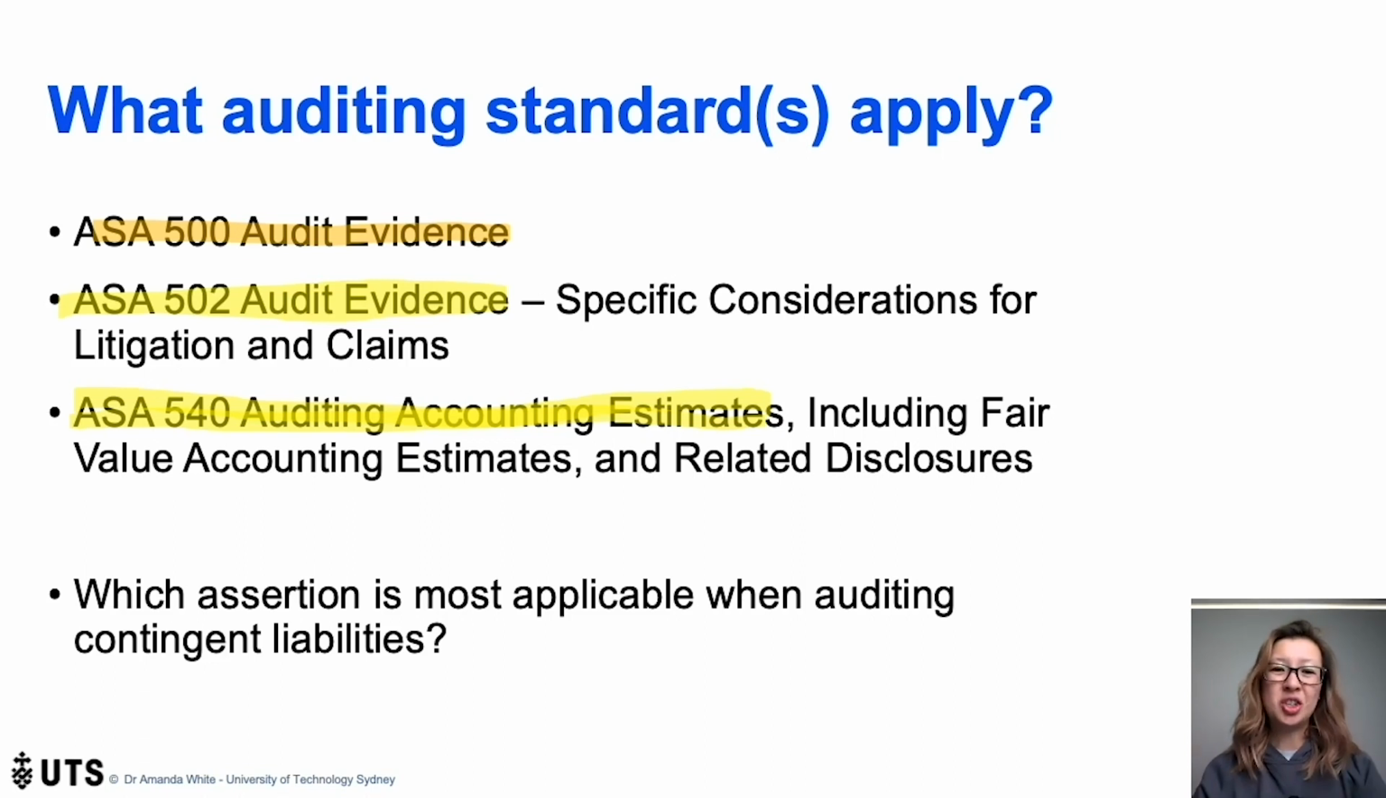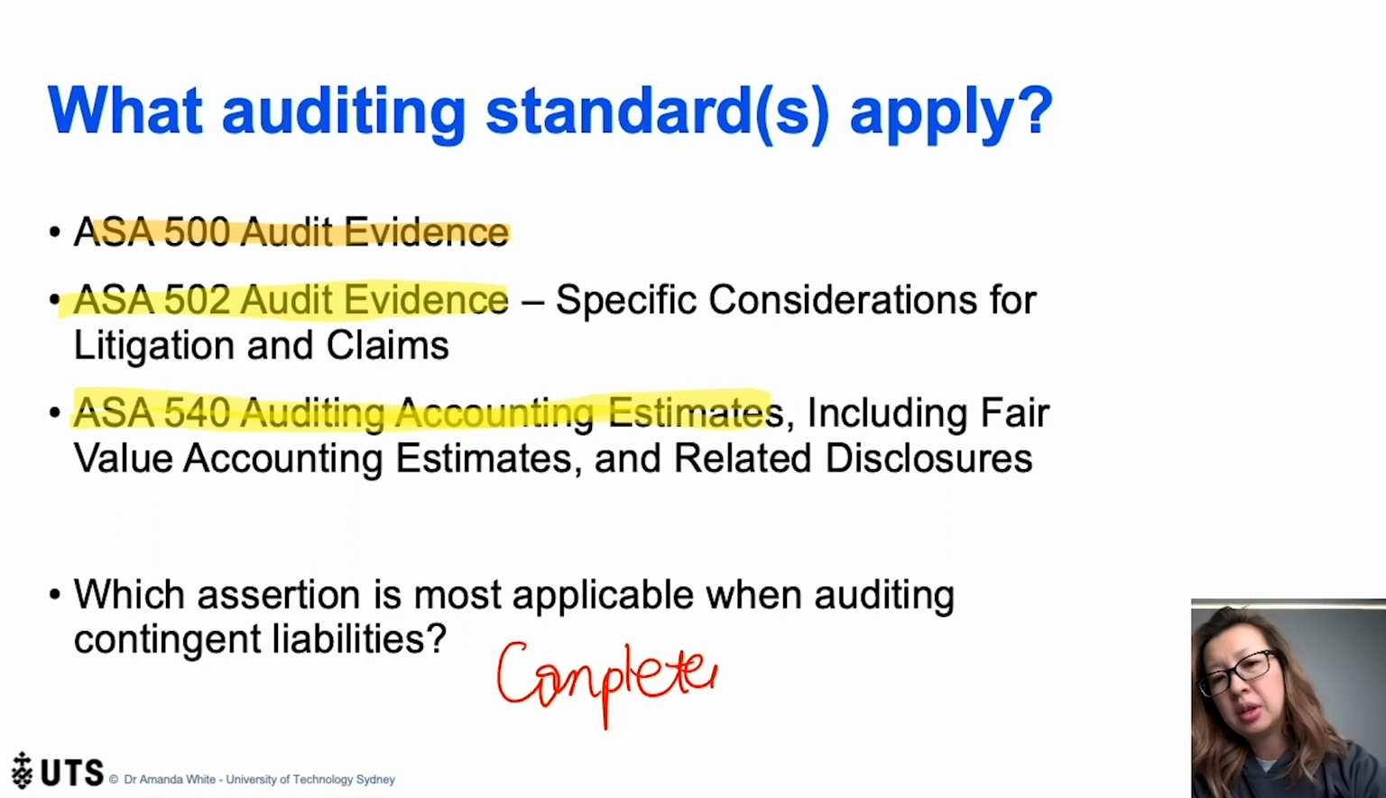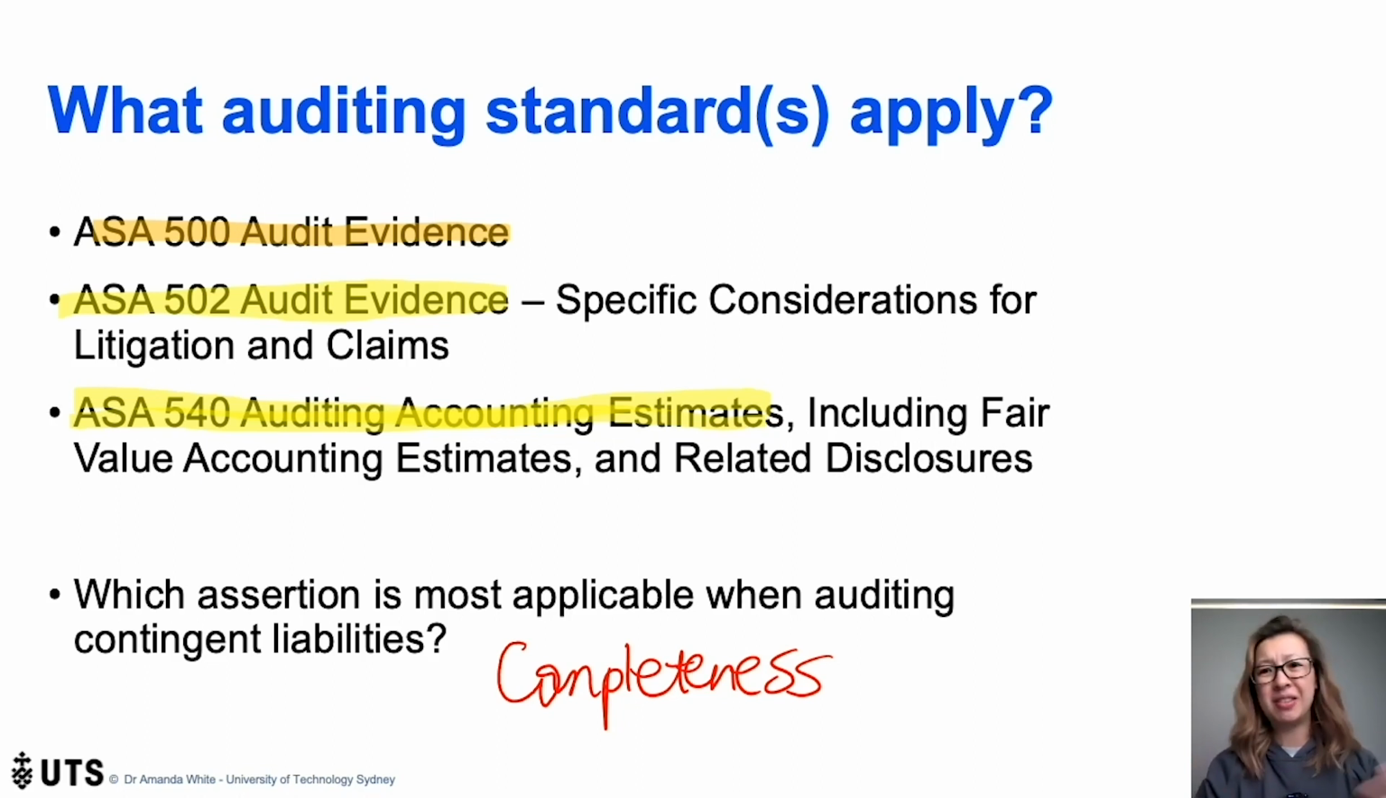So which assertion is most applicable when auditing contingent liabilities? Well, remember all of our assertions. This is a disclosure, so certainly our presentation assertion. But we also need to be really worried about completeness. Most people are unlikely to record a fake contingent liability into the notes of the financial statements. We can't really accurately put a dollar value on them, so accuracy, valuation, allocation is not going to be an issue. We're not so worried about cutoff or classification, so completeness is going to be the big issue here.